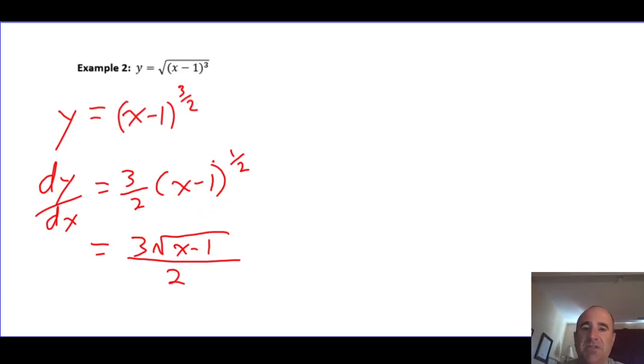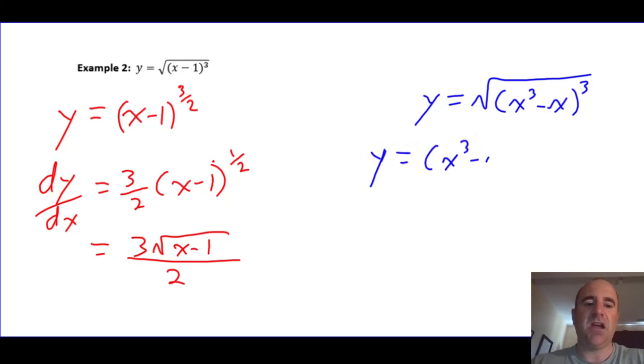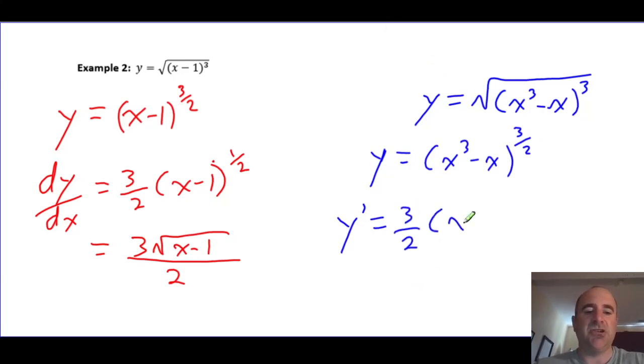Let me just throw a similar example beside. There's a little more interesting an example. So x minus 1 is very simple, but x cubed minus x to the power of 3 is not. So I would rewrite this as being (x cubed minus x) to the power of 3 halves. Okay, and now y prime, another notation for the derivative, is equal to 3 halves times (x cubed minus x), 3 halves minus 1 is 1 half, and multiply by the derivative here, which unlike x minus 1 is not equal to 1. It's equal to 3x squared minus 1.